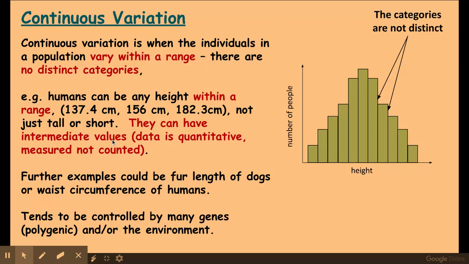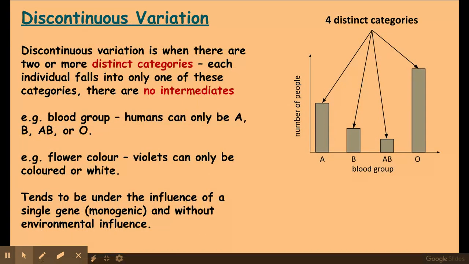We can also see here that the data is quantitative. So it's very much data-driven here. It's also, as I mentioned on the previous slide, polygenetic. It's influenced by many, many genes and the environment. So that's continuous variation. Discontinuous variation has distinct categories.